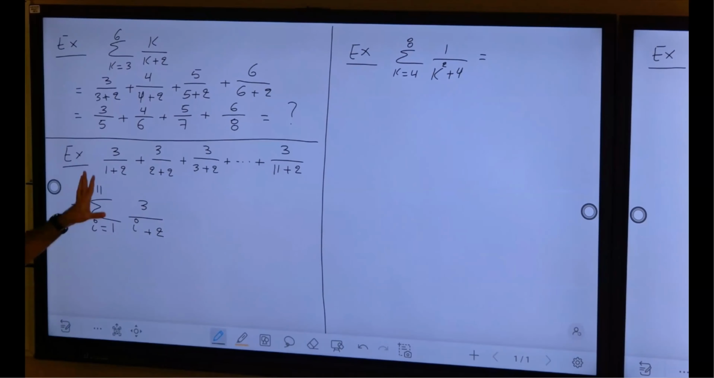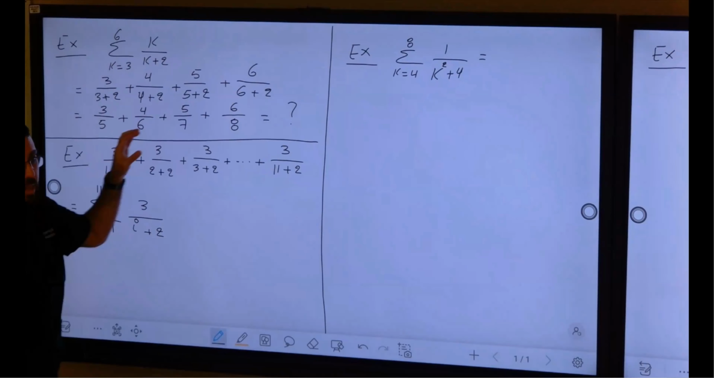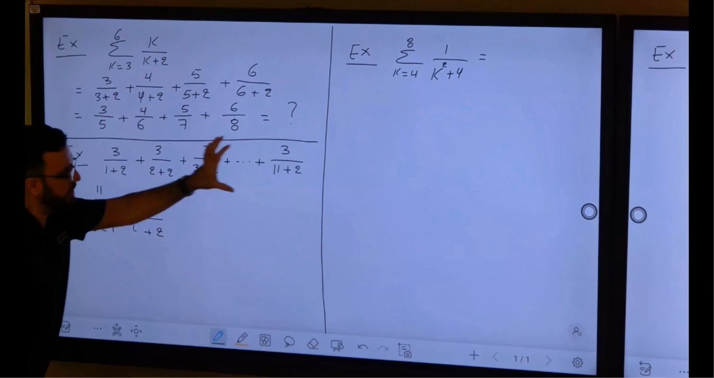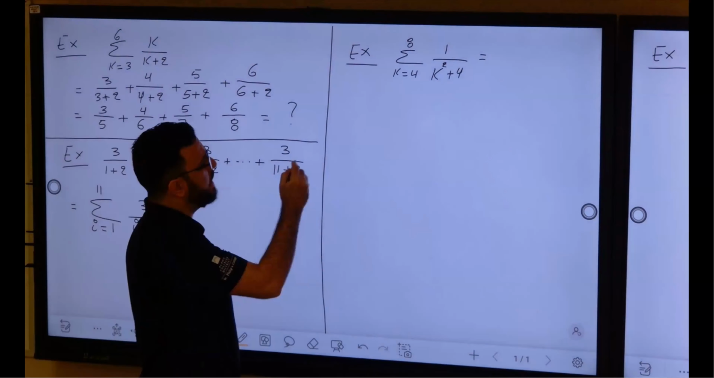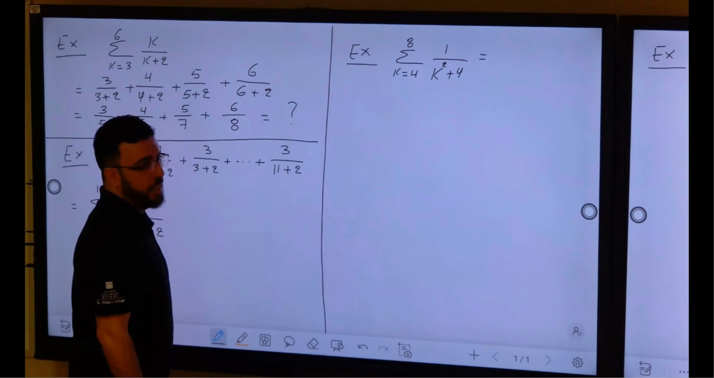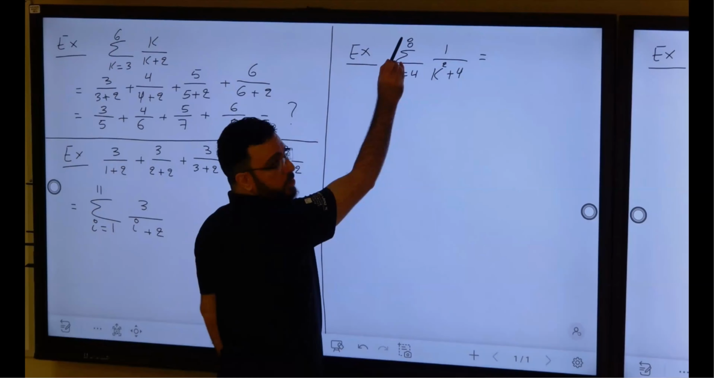How to work on this one? This one is the summation. We have to write down the terms and how much the result. This one, we have the terms, and we need to find the summation. Can we do the same thing with the next one? Check how many times. From 4 to 8.